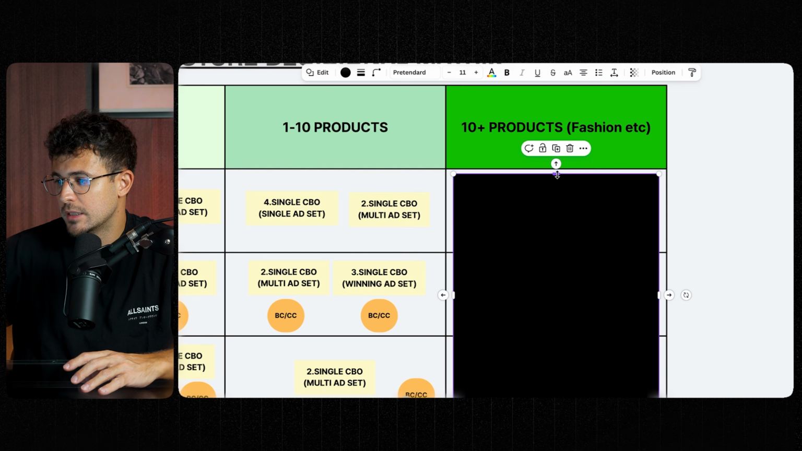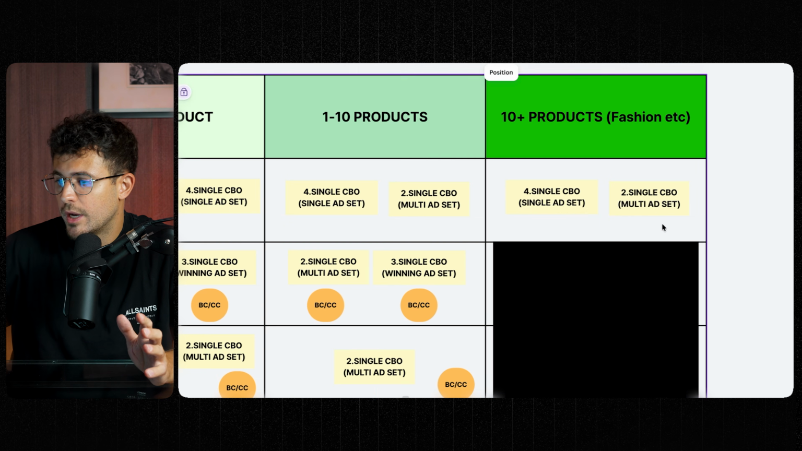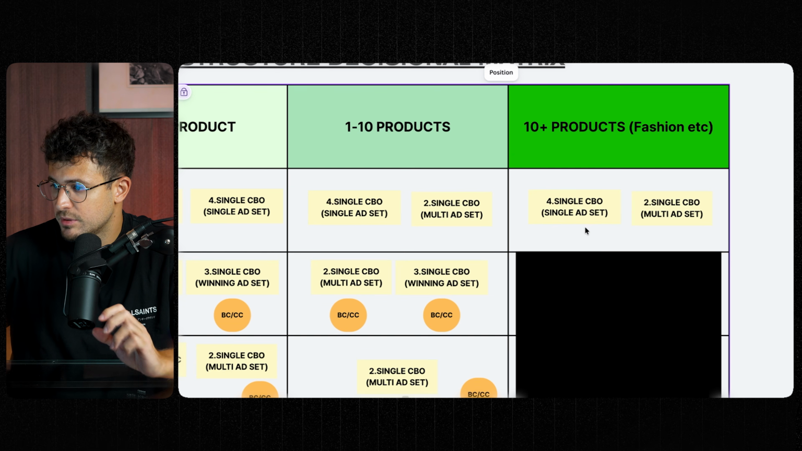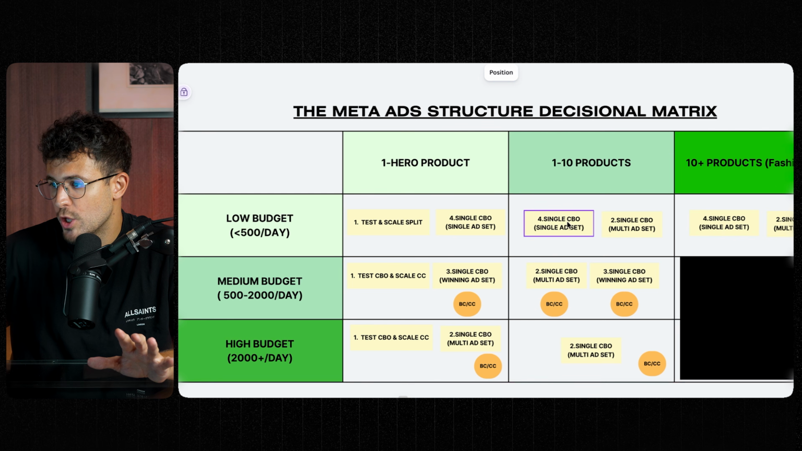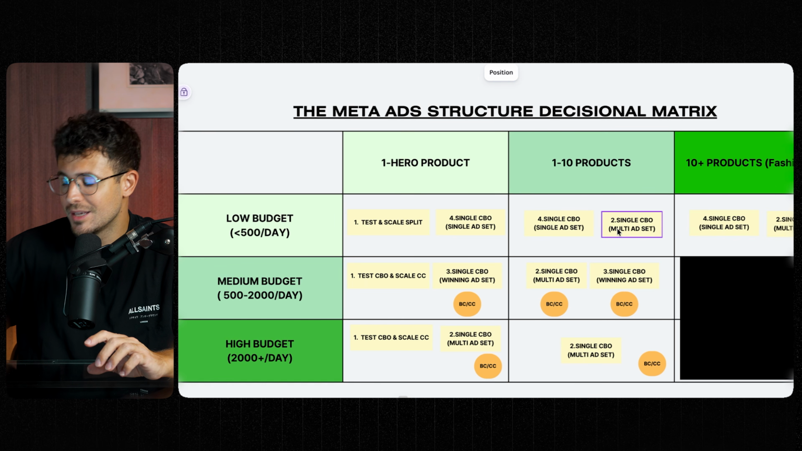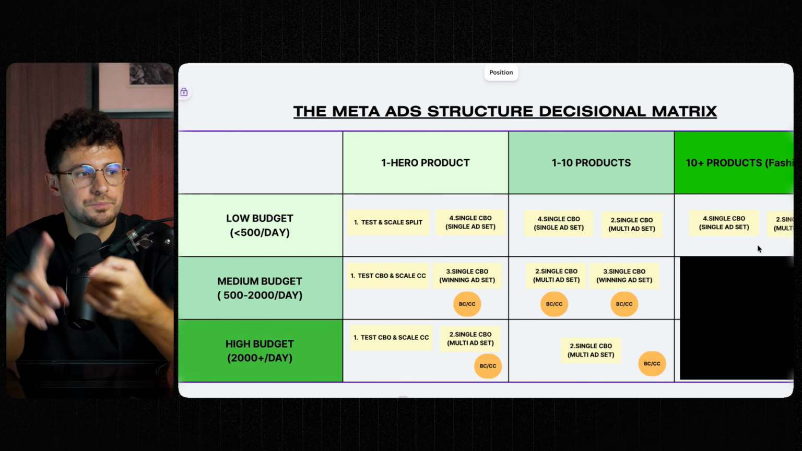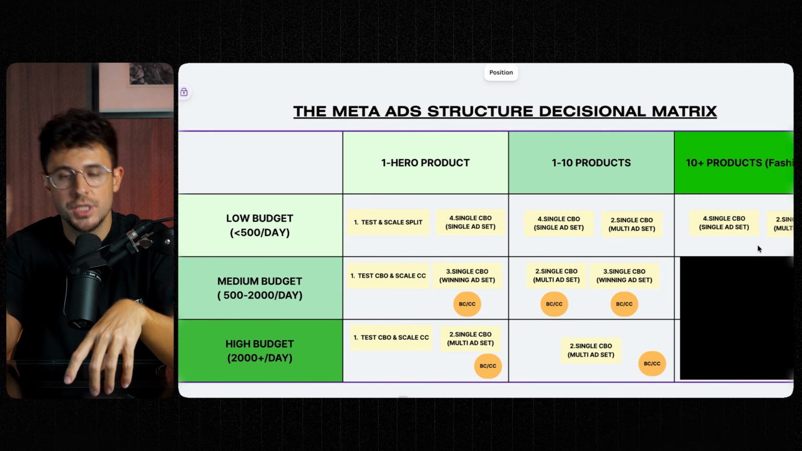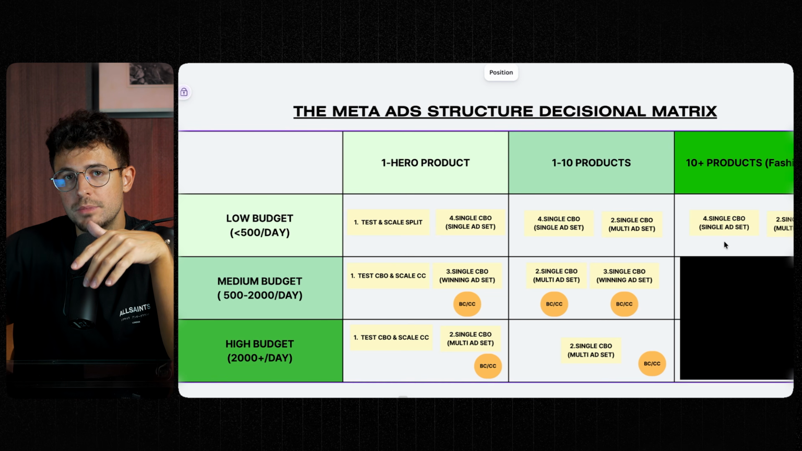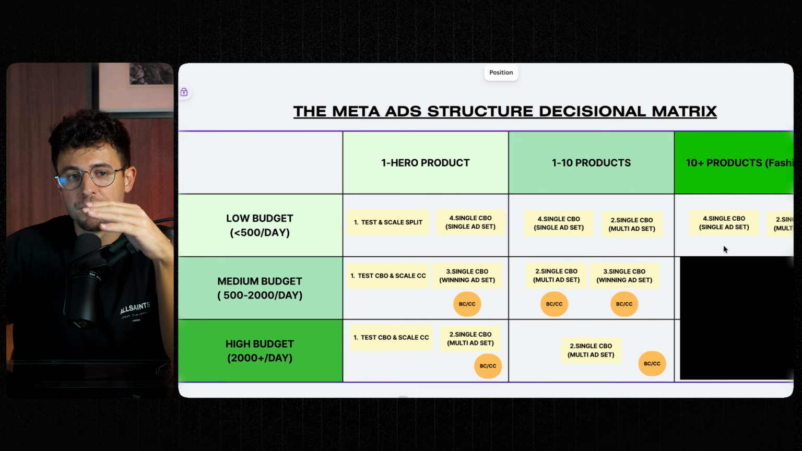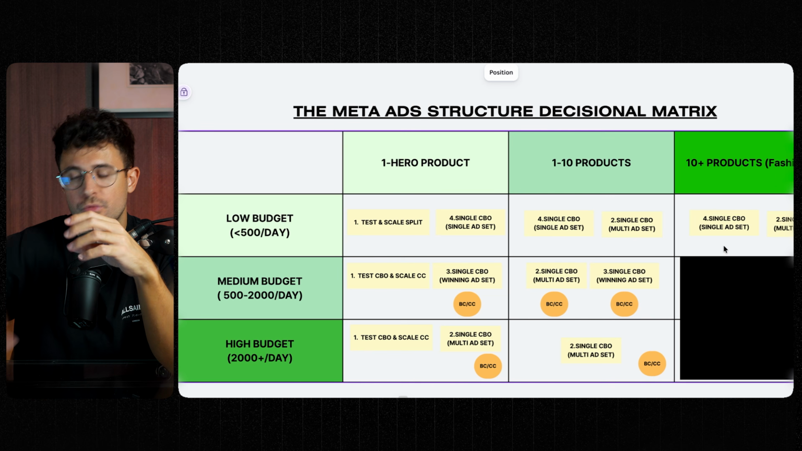Finally, you have 10 plus products. This is more like for a fashion store or kitchenware, where you have a lot of different SKUs. What you want to do here is have a single CBO setup, single ad set, just when you're getting started for one product, and it's actually very similar to what you were doing with 1 to 10 products. The only difference is that here, what you might need to do is put things together in terms of collections. So you might have a t-shirt collection or a jeans collection if you're a fashion store, for instance, for a fashion brand, and have one single CBO setup for each different collection, or you can have instead a single CBO and different ad sets, one ad set for each collection.